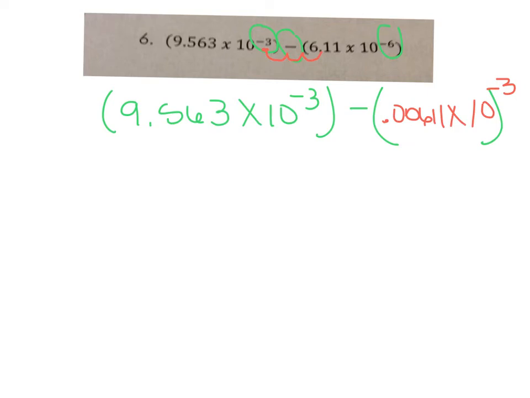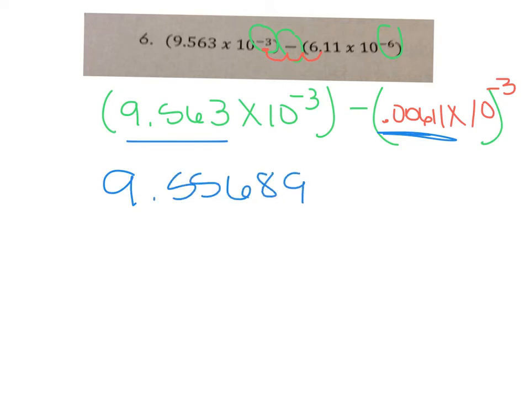Okay, we have the same exponent. We're ready to do the math now. We're going to take 9.563 minus 0.00611, and of course we're going to use our calculator. When you do that math, it comes out to be 9.55689 times 10 to the -3rd. Biggest mistakes I saw in this problem was people left out digits. You didn't copy the number right off the calculator, or you didn't copy the number correctly from your work to the answer. So here's my scientific notation answer.